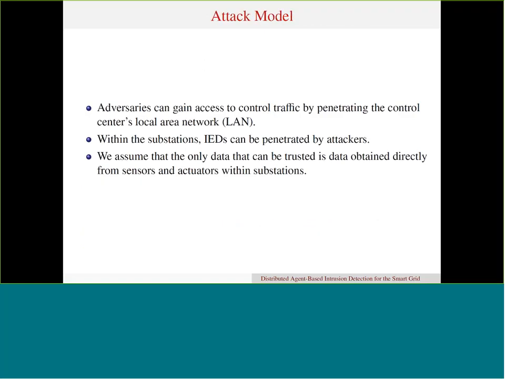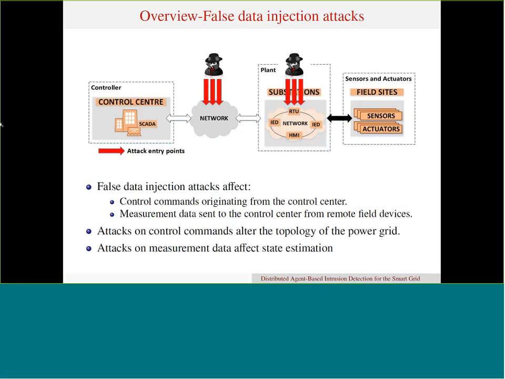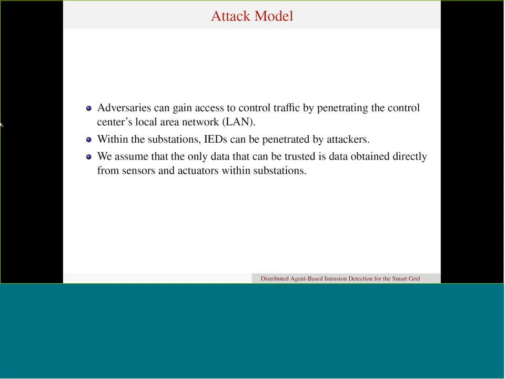So, for my project, I was specific about the attack model that I'm using. We're assuming the two attack points that I talked about right here: when data is being transmitted to the substation and when feedback data is being sent back to the SCADA. So we assume that adversaries can penetrate the control center's local area network and disrupt some of the control commands. And then we also assume that within substations, IEDs can be penetrated by attackers.